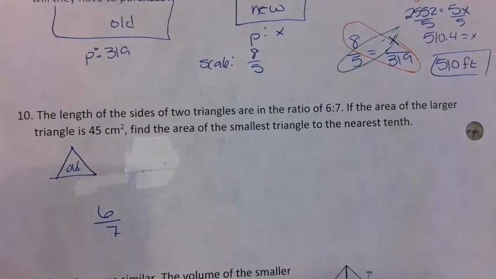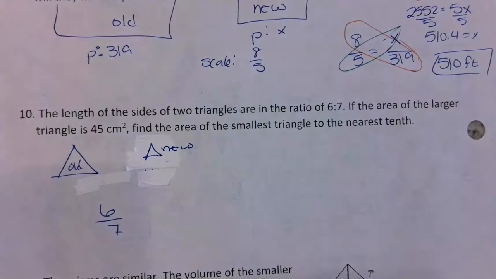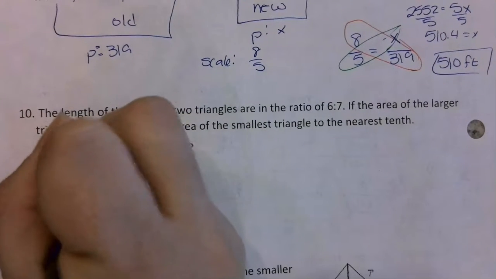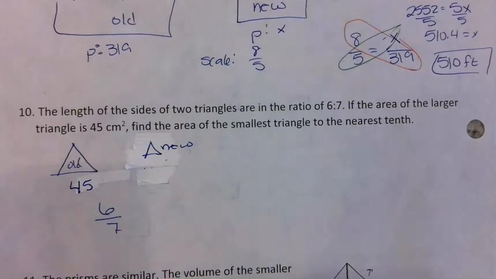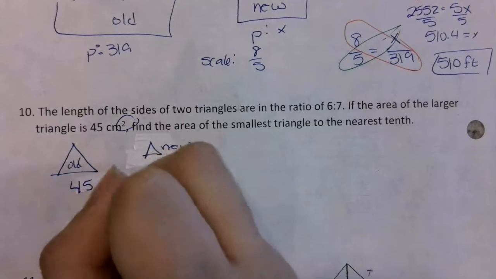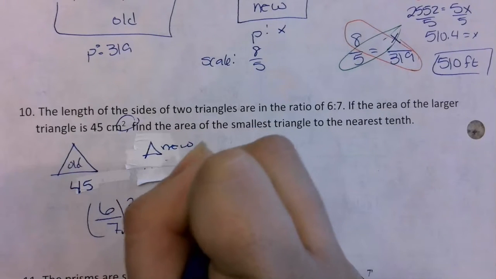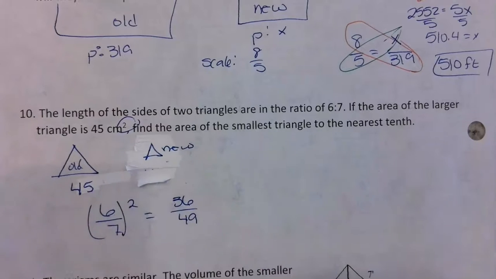Let's make the new one tiny. Okay? So it says the larger one is 45. So what I need to do, because it tells me in squared, I want to square my scale factor. So I get 36 over 49. Then I'm going to take that and set it up for the areas and find them.